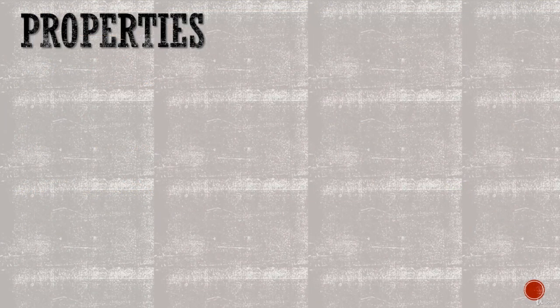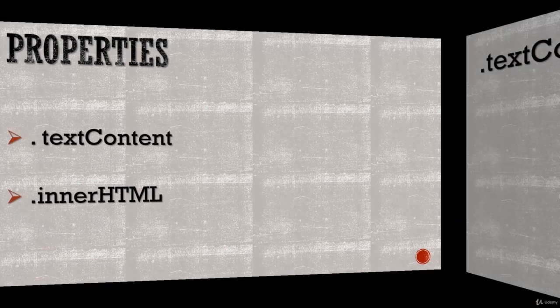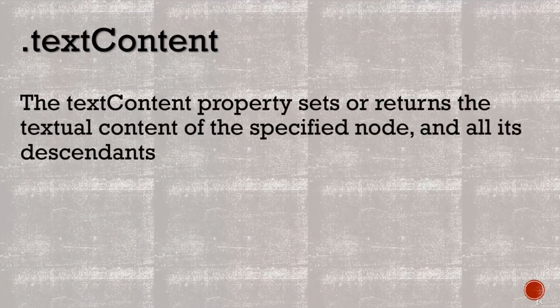As we said, we can manipulate and change the content of the HTML element. For that we use the properties of the DOM, and I'm going to describe and use in the future two main properties of DOM, and those are textContent and innerHTML. At first, let's talk about the textContent property. It sets or returns the textual content of the specified node and all its descendants. By descendants, I mean the child of the element, the grandchild of the element, and so on.